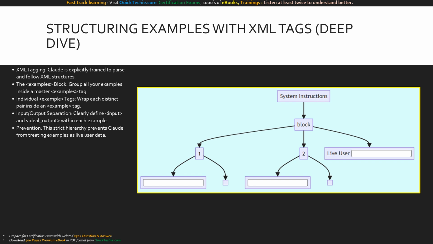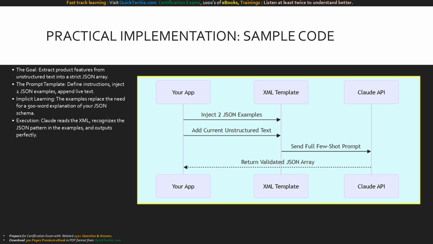Look at this structural node tree. At the top, we have our system instructions. The prompt then dives into the examples node. Inside, you see individual example blocks, each neatly divided into input and ideal output. Finally, completely separate from the examples, we provide the live user input for the current task. This structured hierarchy is exactly how Claude parses your prompt, keeping context pristine. Let's look at how this translates to code.